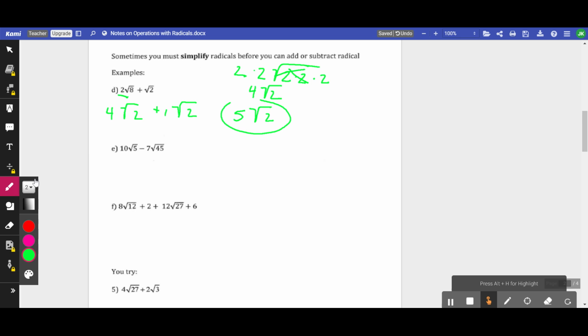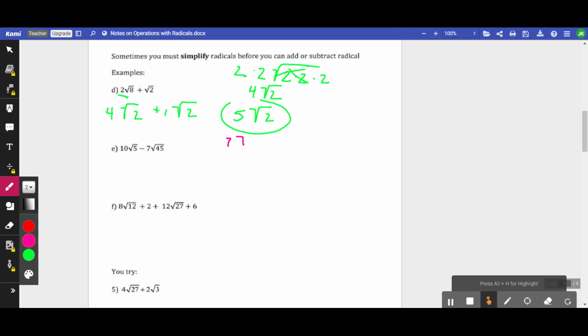And then the next one here, you'll start out the same way. So these can't be combined at the start, but you'll see if you can simplify either radical any further. 5 is already prime, so there's nothing else you can do there. But I'd write out the prime factorization of the 45 for that one. So, okay, I'll write this one over here.